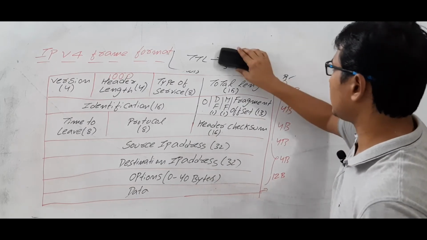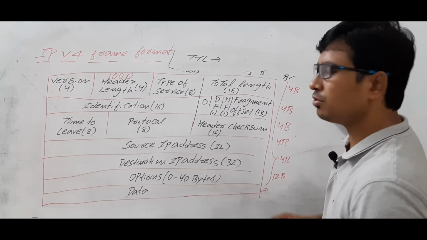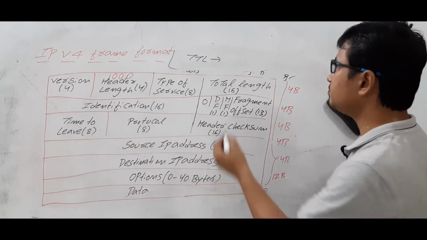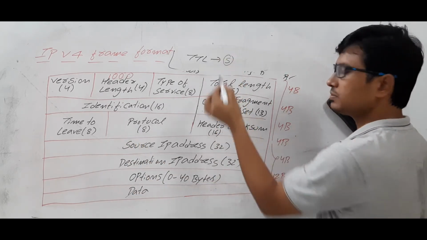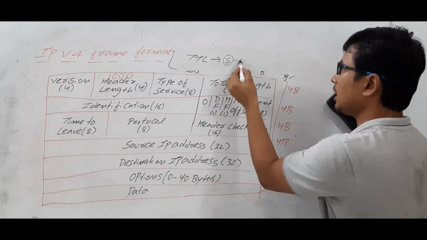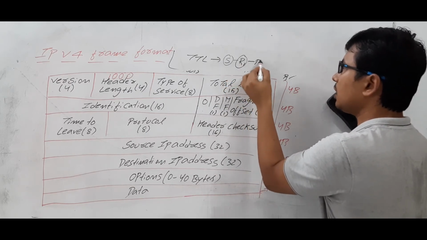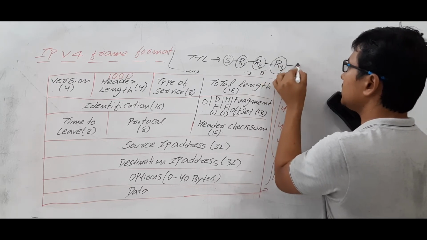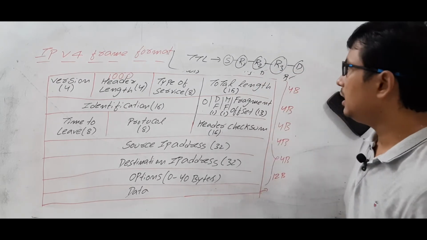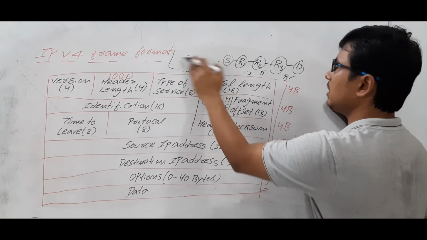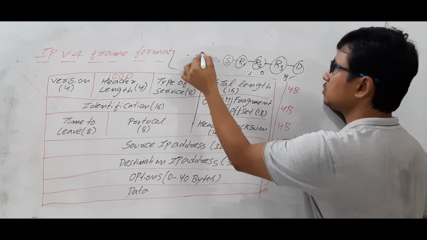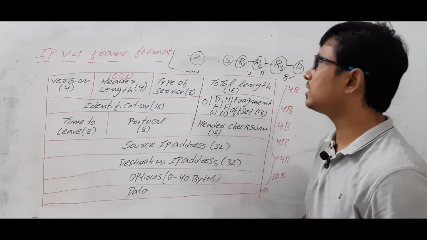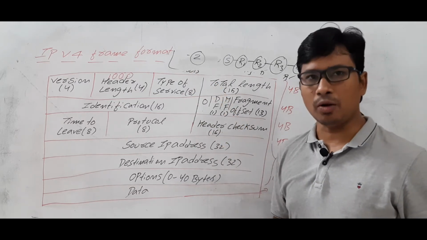Let me discuss another way in which time to live is used. Time to live also counts hops. Let's take that you have a source, a router R1, a router R2, a router R3, and the destination. Let's take the TTL value, which I have kept as 2. Time to live, I kept 2. The meaning is that it can reach a maximum of 2 hops.